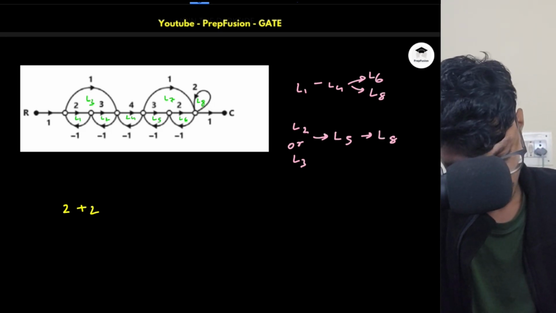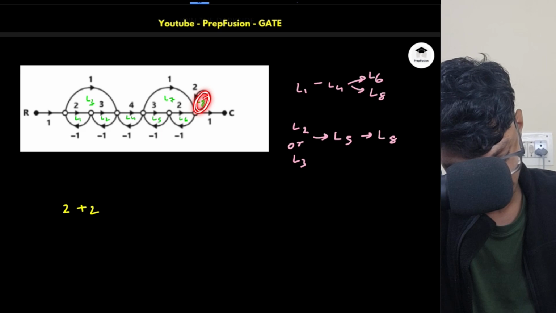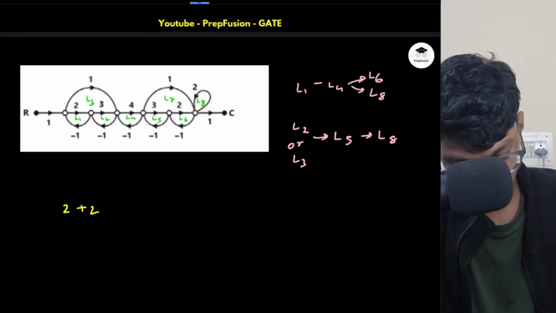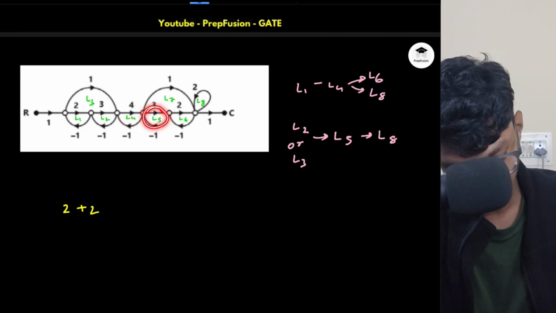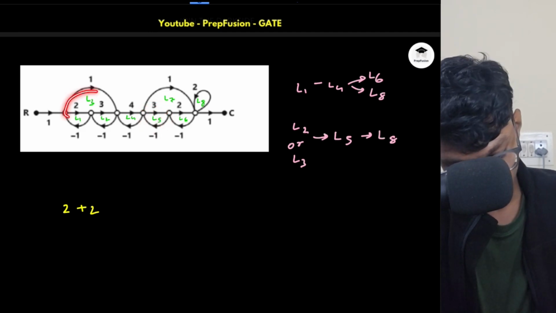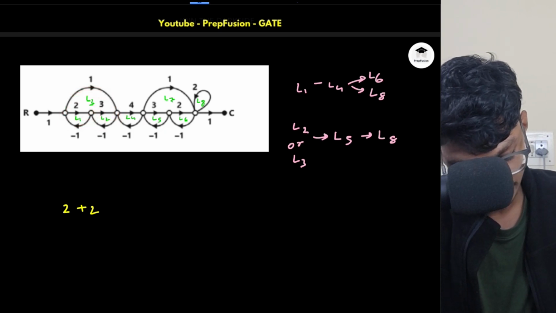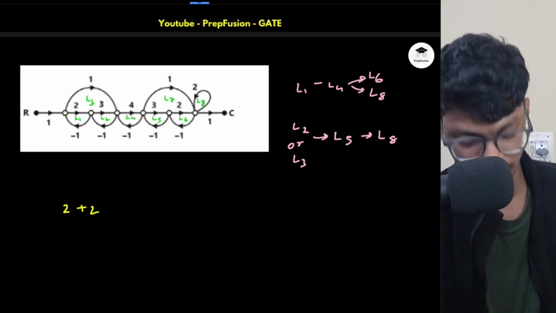Okay. L8 is already present over here only. So if I choose L4, can it be with anything else? No. If I choose L5, L3 is here. Anything else? No, I cannot choose anything else. If I choose L5, L3, L3 is already chosen, taken in the previous combination.